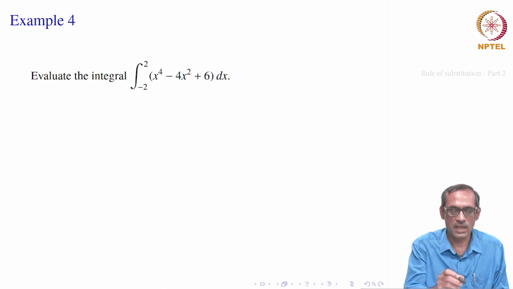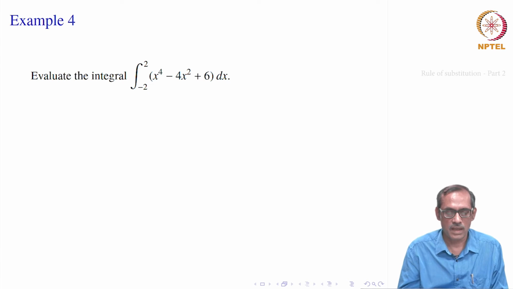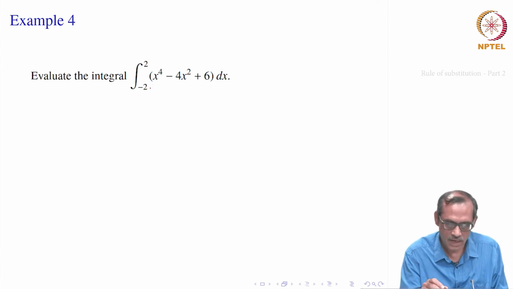Okay, let us see how it is applied. We want to evaluate the integral from minus 2 to 2 of x fourth minus 4x square plus 6 dx. So, now is it even, odd, something? Well, it is a symmetric interval, minus 2 to 2. We know x fourth is even, x square is even, 1 is also even.